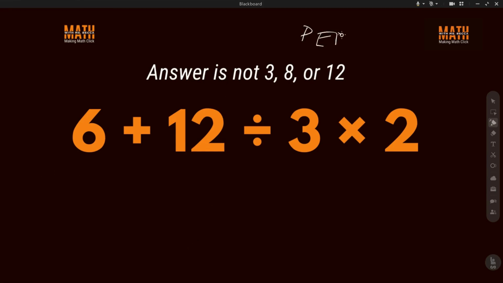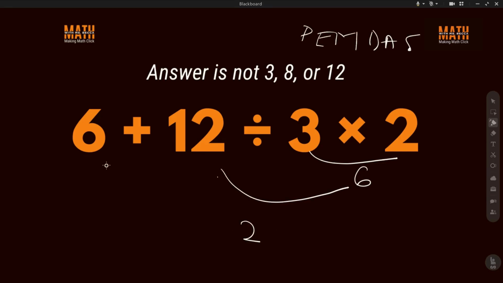We all know we are supposed to apply the PEMDAS rule, except that many people treat it like a staircase, one level after another. So here is what usually happens. They start by multiplying 3 times 2, which gives 6, and then they divide 12 by 6, which gives 2, and then they add it to this 6, and then they get 8.